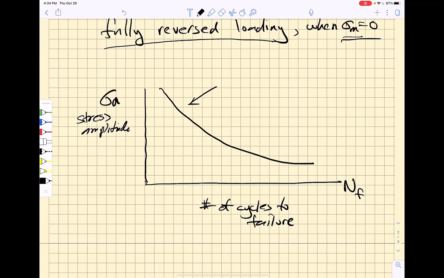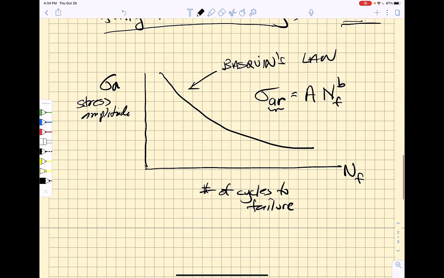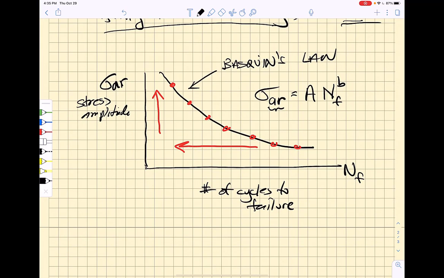relationship. And this power law relationship was later described by Baskin and takes on a form that is attributed to Baskin called Baskin's law, where sigma A, and now we put a little R on that, which means stress amplitude for fully reversed loading, is going to be equal to some coefficient times the number of cycles to failure raised to the power B. So B is going to be negative because this is a negative power law relationship. As the stress amplitude goes up, the number of cycles to failure goes down. So there was a lot of data that supported this for fully reversed loading. So let's go ahead and fix this and make sure we're saying sigma AR.